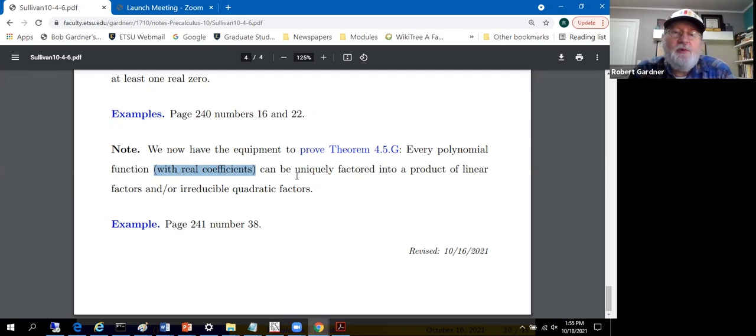Every polynomial function with real coefficients can be uniquely factored into a product of linear factors and/or irreducible quadratic factors. This you will see again in Calculus 2 when you do something called integration using partial fractions. The reason this is true, we're about to justify, ultimately based on the fundamental theorem of algebra. The things you will do to those functions in Calculus 2 are calculus things, but you need this algebra background to get things set up.